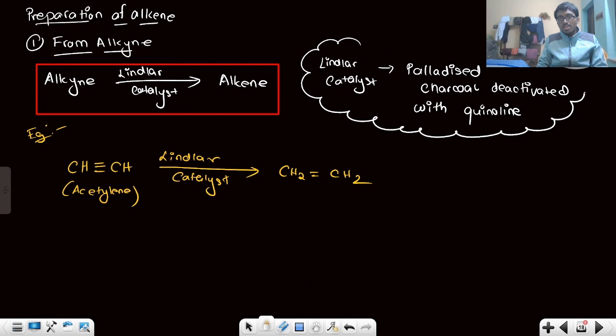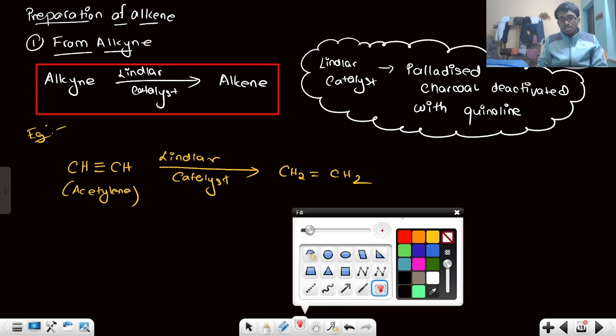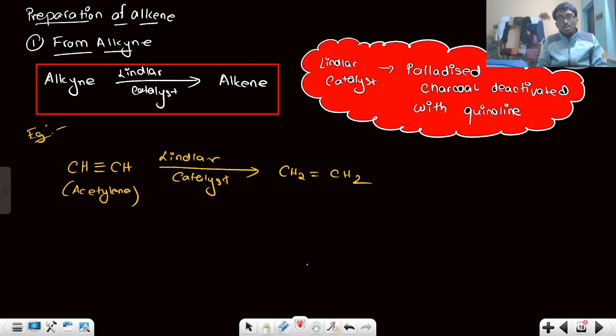So please remember Lindlar catalyst because you have to use it in class 12 as well. So Lindlar catalyst is very important. Palladized charcoal deactivated with quinoline. Clear? Lindlar catalyst is palladized charcoal deactivated with quinoline. So this is very important. You have to remember this.